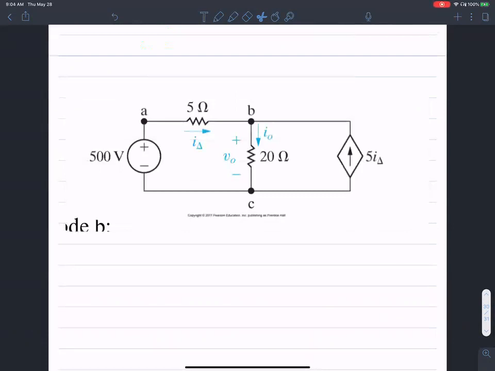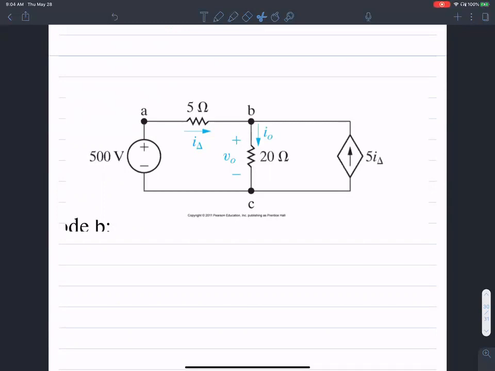Okay, this is a little different problem. Take a minute to see what's going on here. What is different about this problem? It has a dependent current source. It does have a dependent current source. So in that sense, it's a slightly different problem. Let's see if we can solve this using some of the techniques that we already learned.